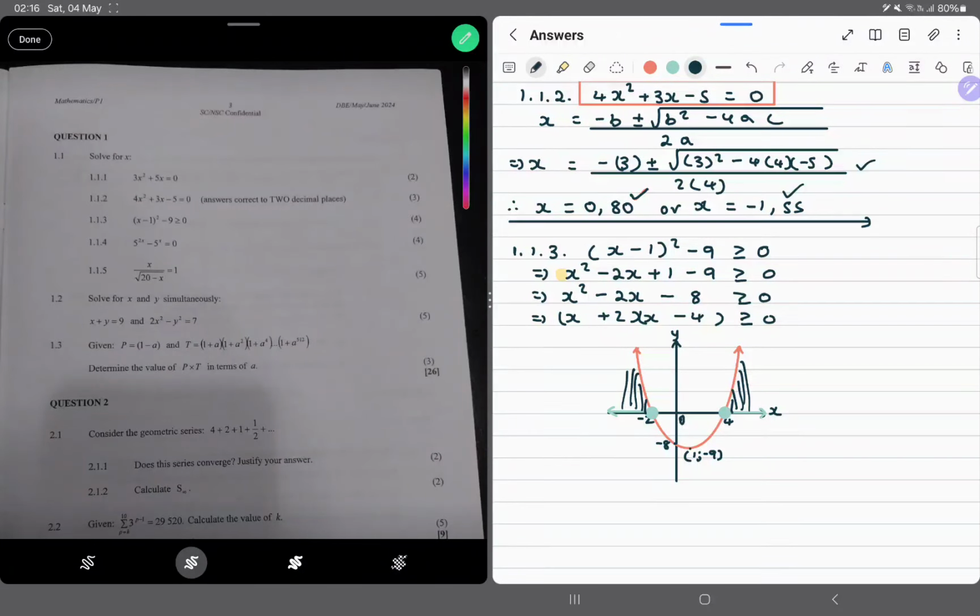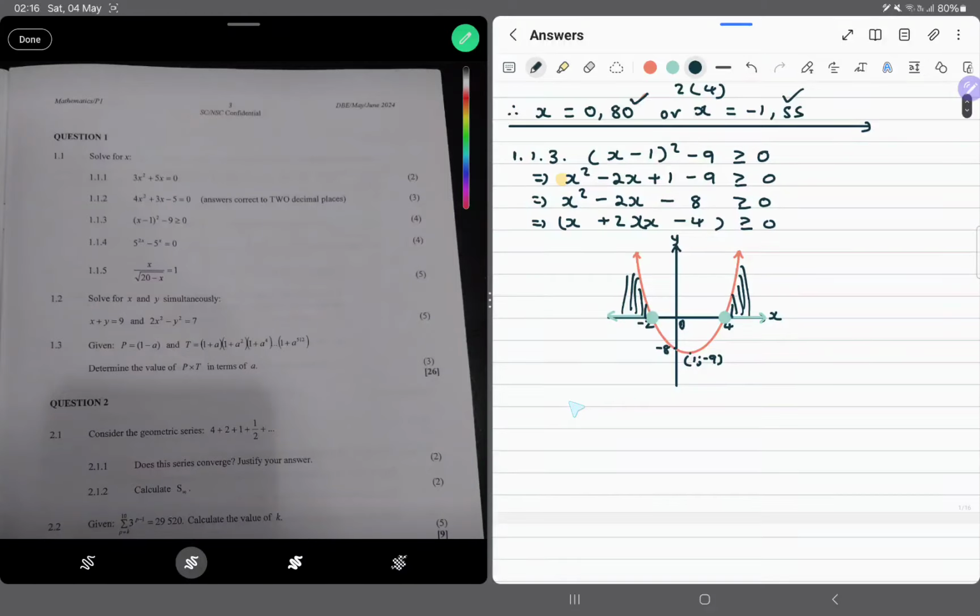Those x values. So we interpret this by saying x must be less than or equal to minus 2, or x must be greater than or equal to 4. That is how this is done.